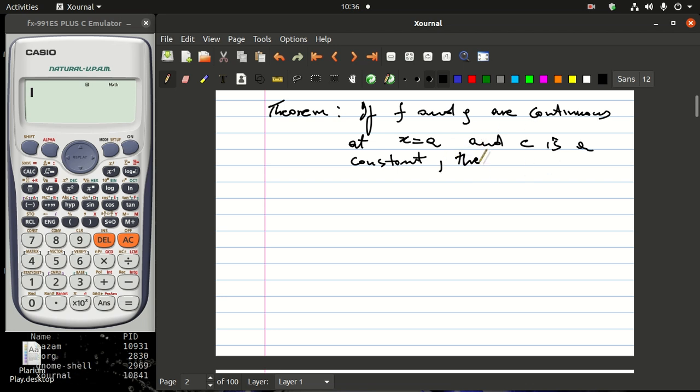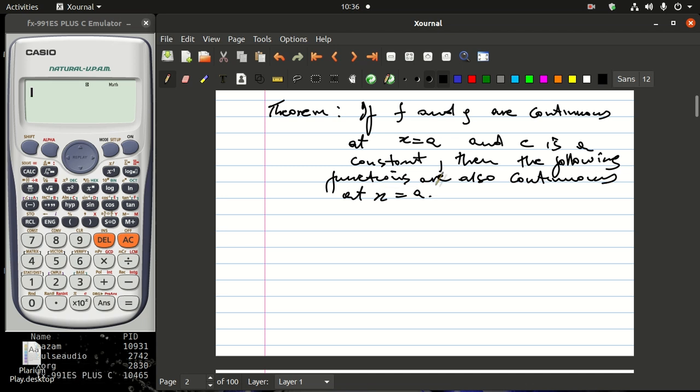the following functions are also continuous at x equal to a. Of course, we're not going to prove this, but proving these things is straightforward. You can take it as homework and see if you can prove it.